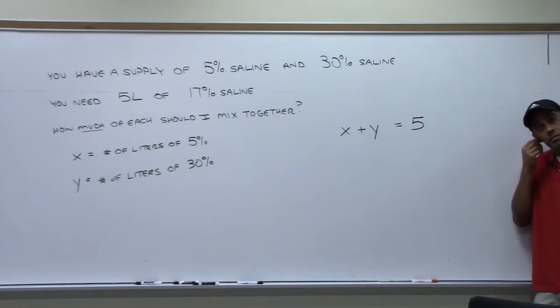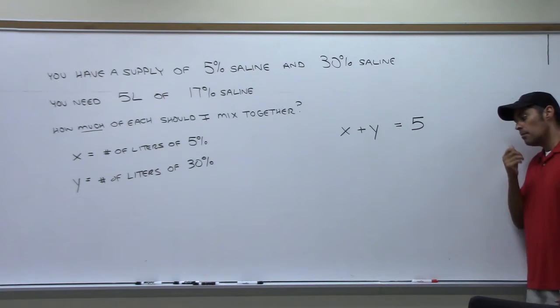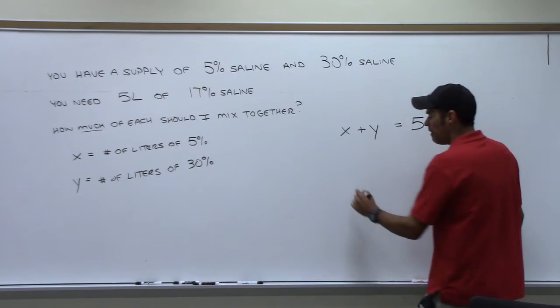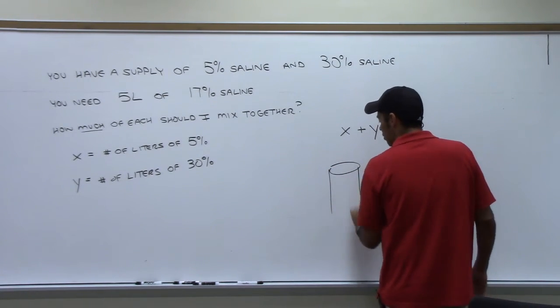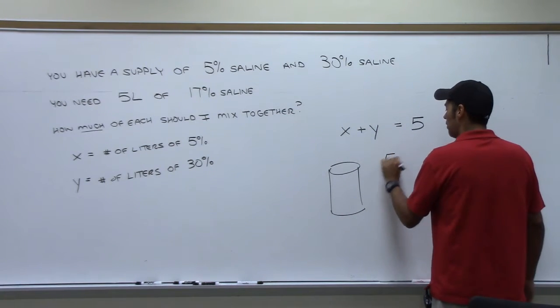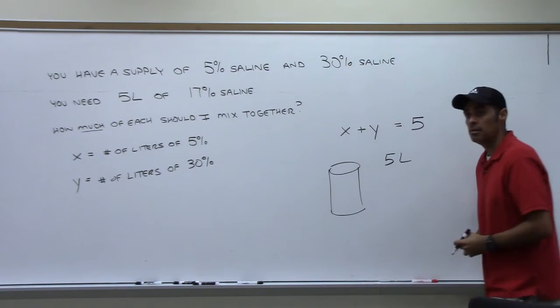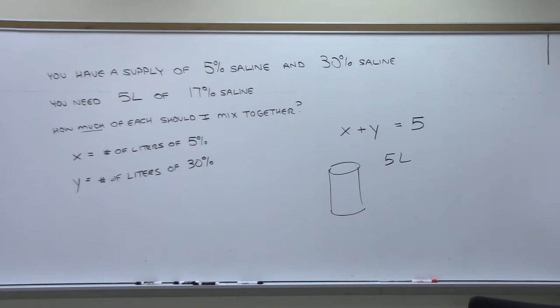The second equation. I want you to look at the vat of our 5-liter mixture when we're done. Here's our 5 liters, right? It's all mixed up, it's all been done. How much of that is salt? Salt, we're using saline. How much salt is in there?